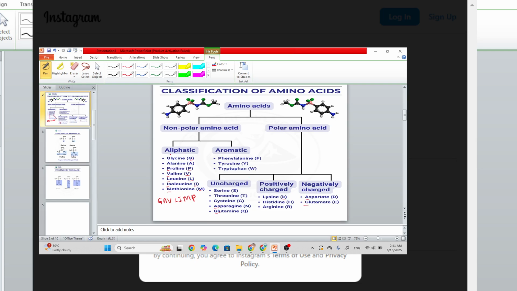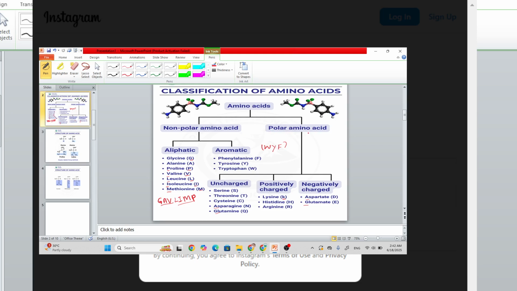Non-polar is divided into aliphatic and aromatic. For aliphatic there is a trick: learn GAVLIMP. For aromatic we learn WYF. This is the short trick. Aliphatic are GAVLIMP, aromatic are WYF: phenylalanine, tyrosine, tryptophan. These are the aromatic amino acids.